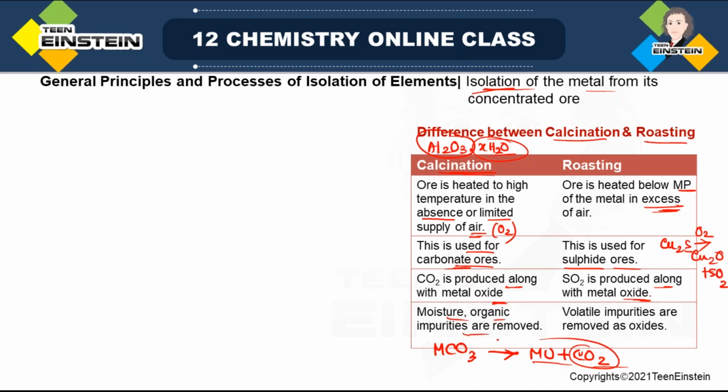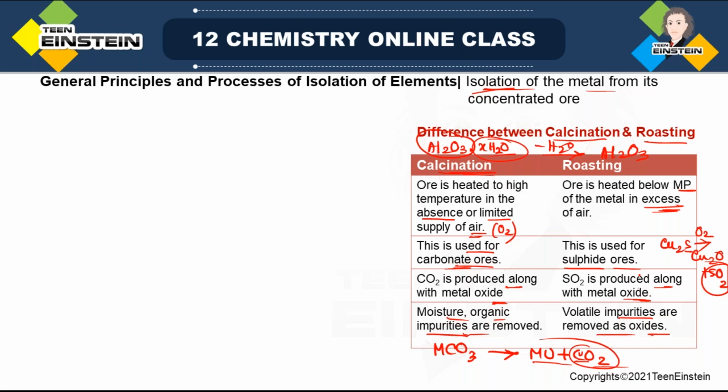Moisture and organic impurities are removed. See, as I have said, water may be removed and you get anhydrous metal oxide, or organic impurities. Here volatile impurities are removed as oxide. That means it is talking about SO2, which is a volatile impurity. So these are some of the main points of difference between these two processes.